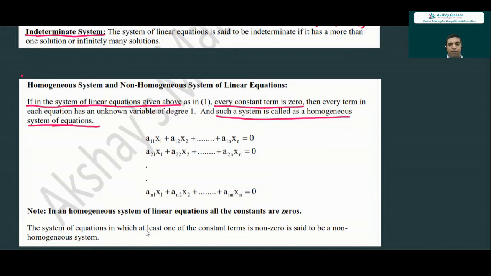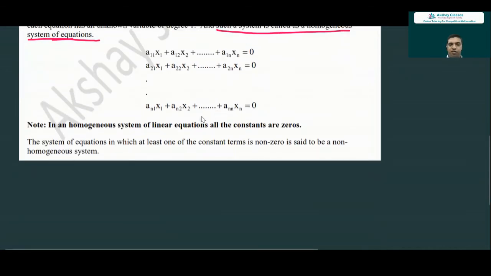And if at least one of the constant terms is not 0, then it is said to be a non-homogeneous system.